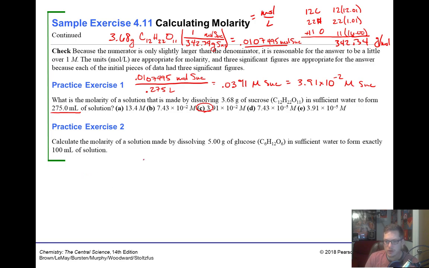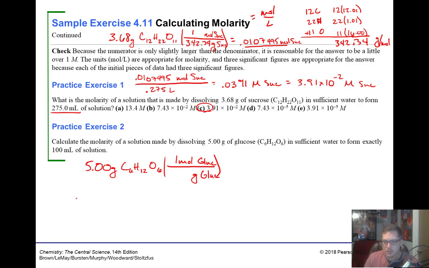So remember, our molarity is moles per liter. So that means we need moles, so it's 5.00 grams of C6H12O6. Now we'll have to find the molar mass of glucose, because we're going from grams of glucose to moles of glucose. All right, so here we go.